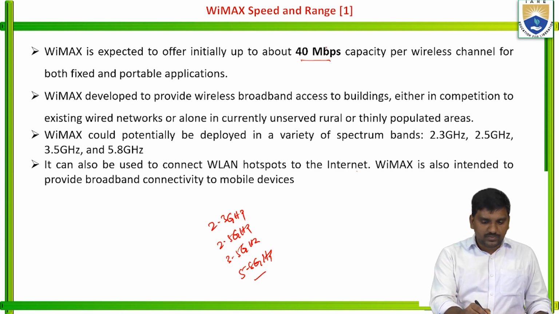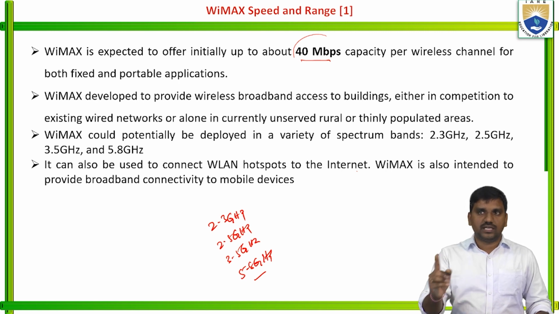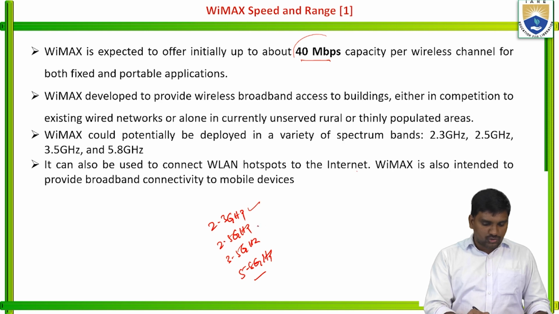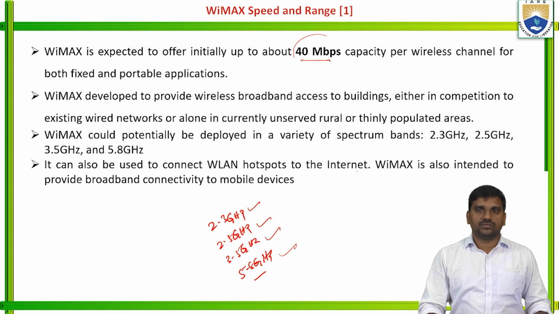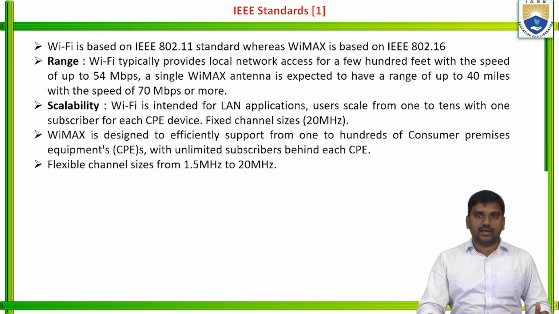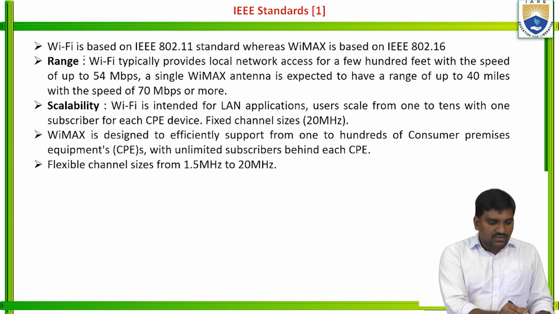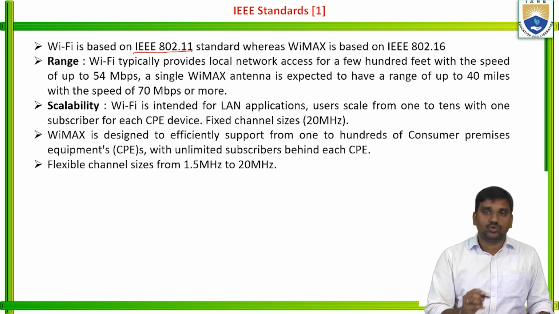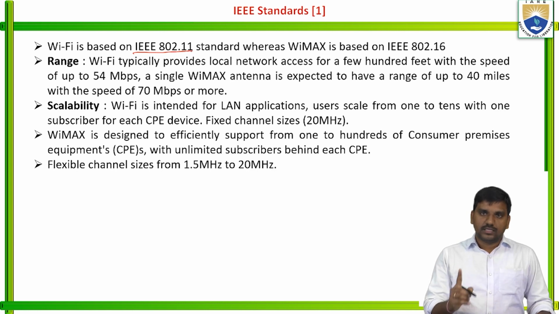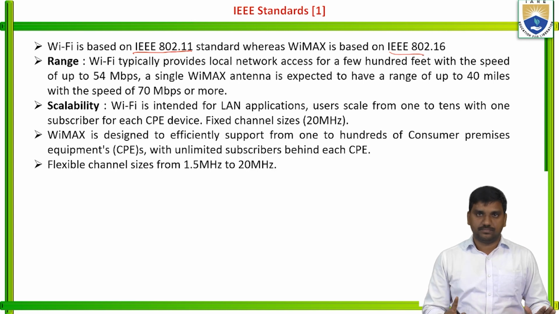So these are the speed and range capacity of WiMAX. Basically, it provides 40 megabits per second capacity within the spectrum bands of 2.3 gigahertz, 2.5 gigahertz, 3.5 gigahertz and 5.8 gigahertz. Next, move on to the IEEE standards. Basically, Wi-Fi is based on the IEEE 802.11 standard. Then WiMAX is based on IEEE 802.16.